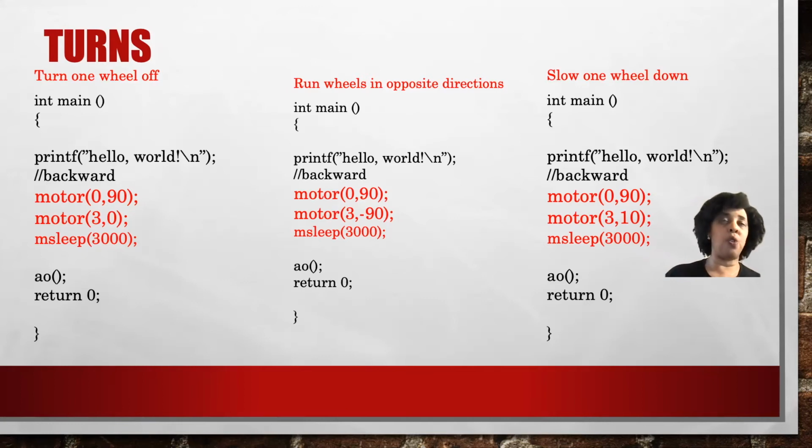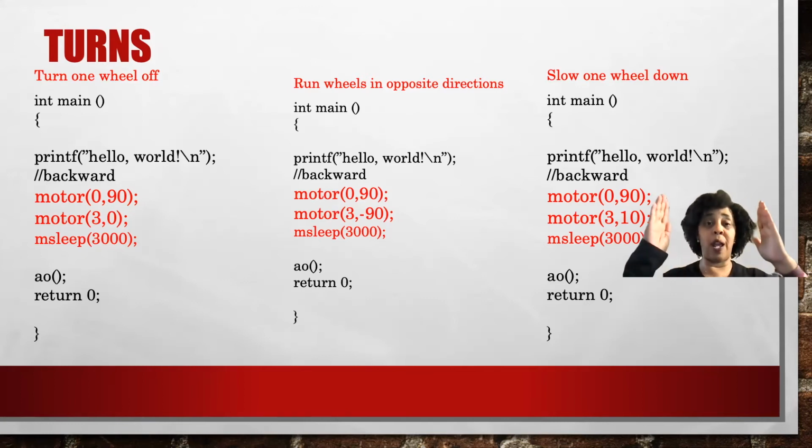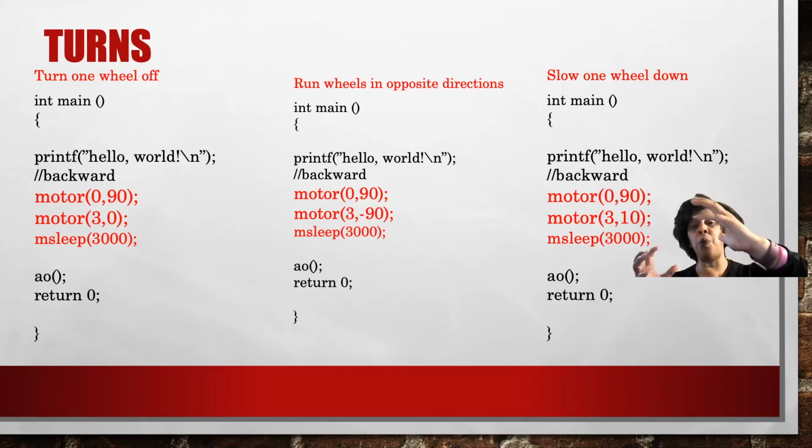Again, you can change those. When you're making the turn around the 6, you might only want to go half a second, which is 500. You may want to go 1.5 seconds, which is 1,500. Whatever you need in order to make that turn. One of the last ways that I'm going to show you is to slow one wheel down. So I have one wheel running at 90% of the power. I have the second wheel running at 10% of the power. So that wheel is going to slow down and the other wheel is going to keep going fast and it's still going to make that turn. So whichever way you choose to turn, that's what you need to do in order to go around 6.